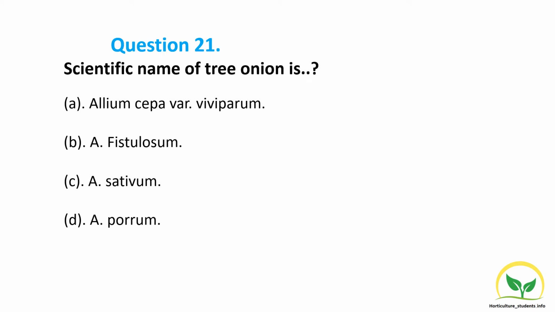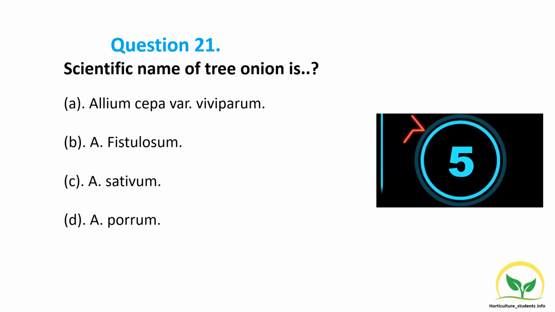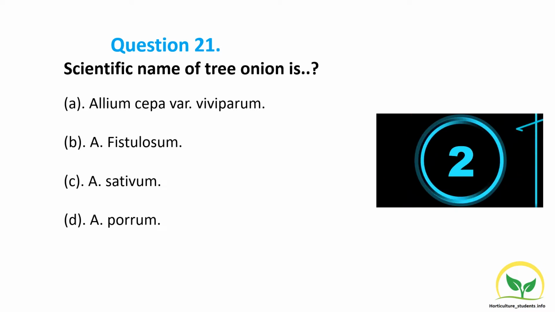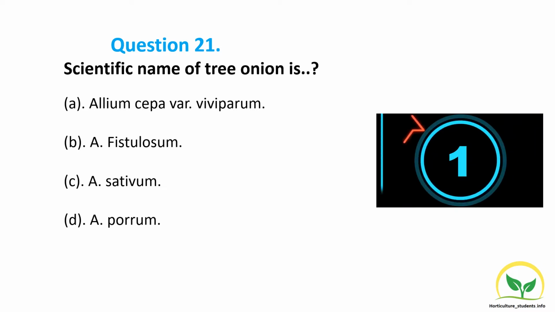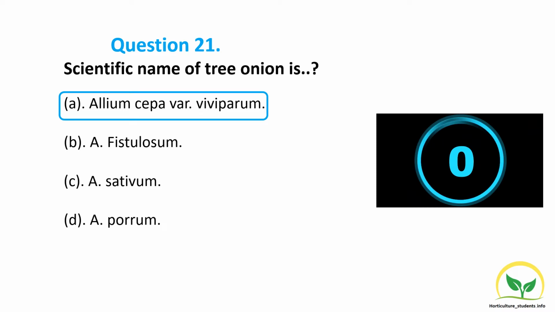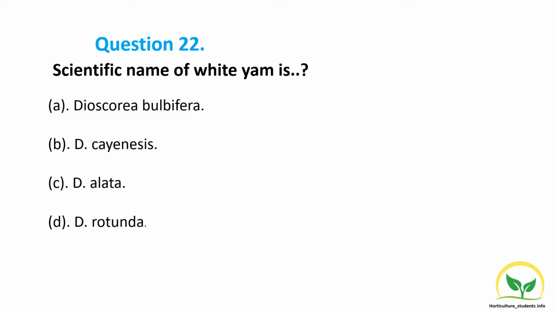The scientific name of tree onion is: A. Allium proliferum viviparum, B. Allium fistulosum, C. Allium sativum, D. Allium porrum. Answer: A. Allium proliferum viviparum.